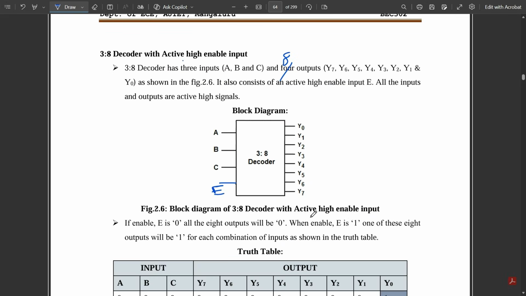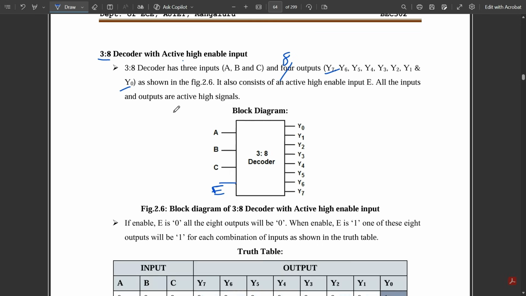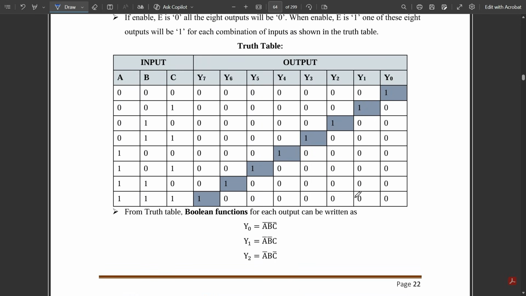Next we are having the same thing. Now the order is changed. From 2 to 4, we are having 3 to 8. Okay, here there is only one change. The inputs are 3, there is one enable pin, and the outputs are 2 to the power 3, that is 8 outputs, starting from y7 up to y0. Okay, this is the block diagram, and the truth table is also assigned in the same way.